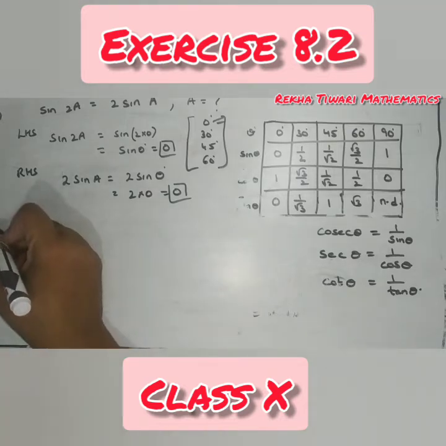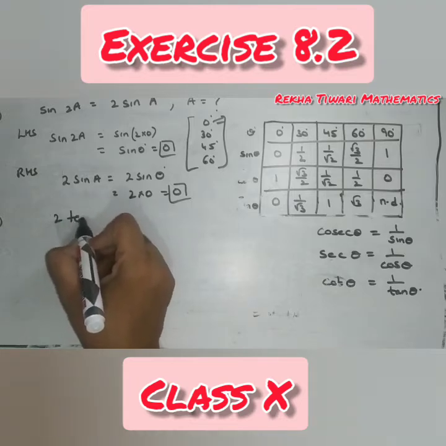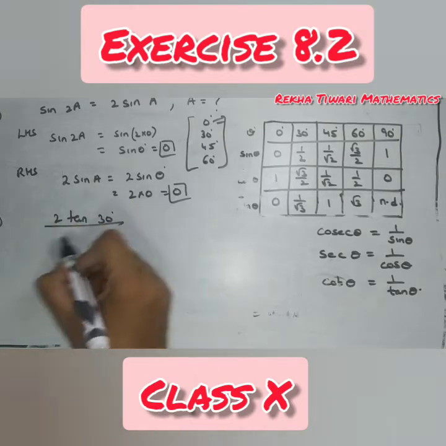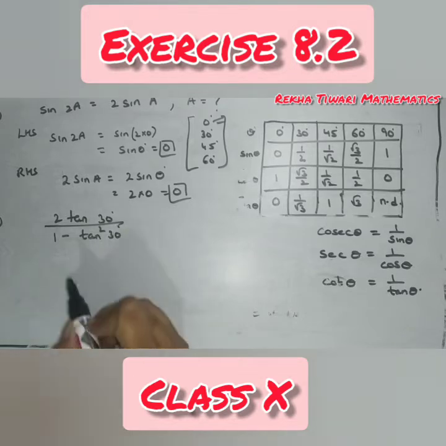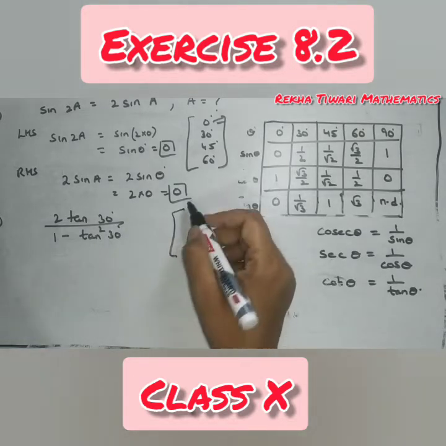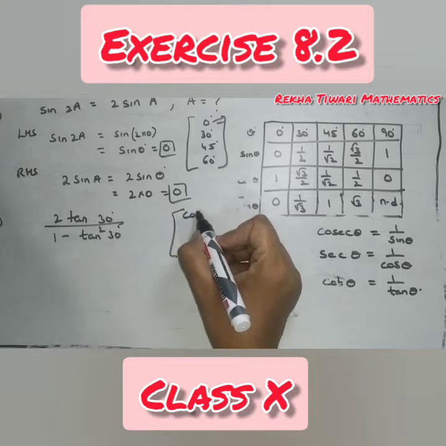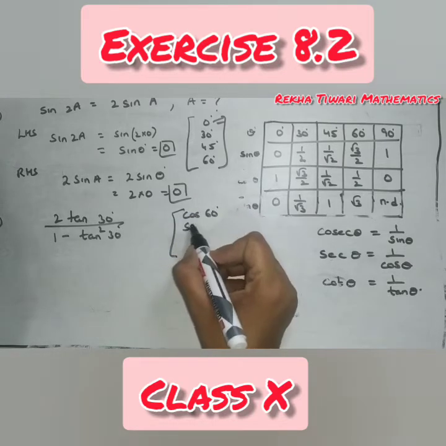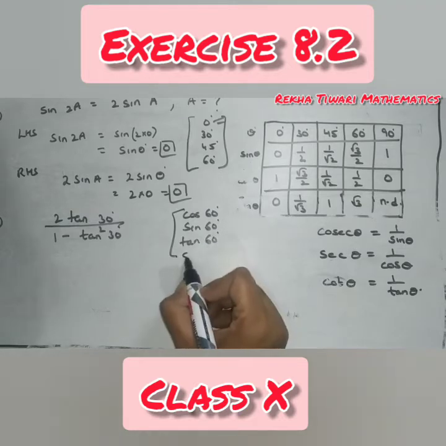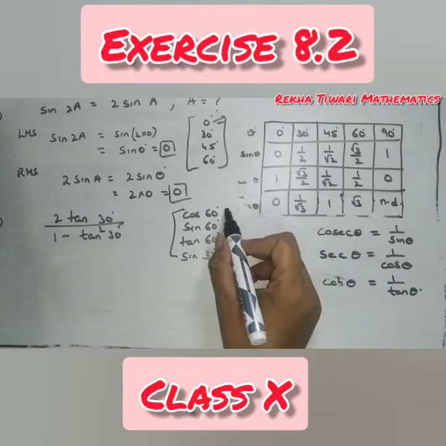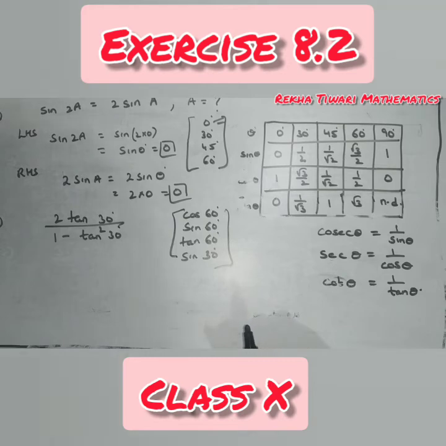Come to the fourth part. The fourth part is 2 tan 30 degree upon 1 minus tan square 30 degree. Okay, the options are cos 60 degree, sin 60 degree, tan 60 degree and sin 30 degree. These are the options given to you.